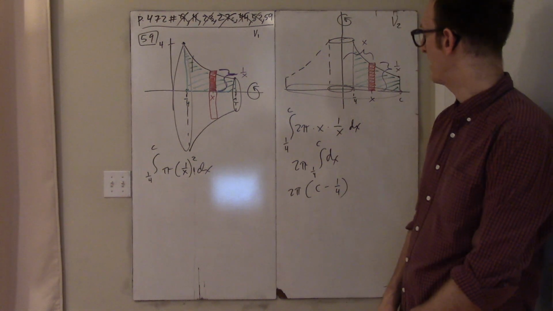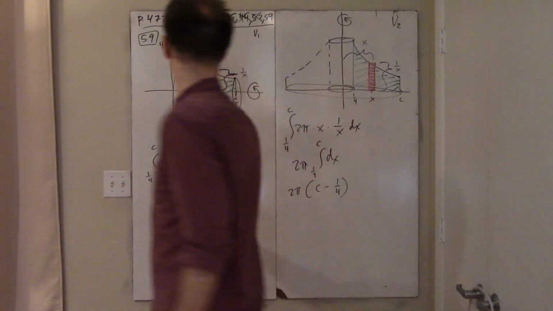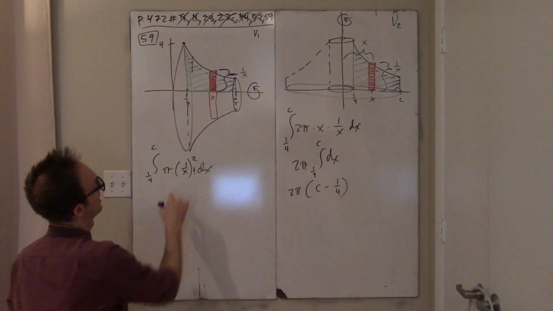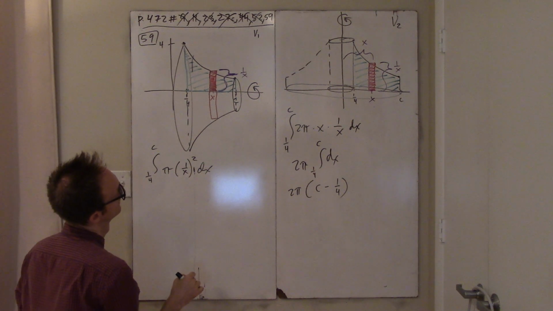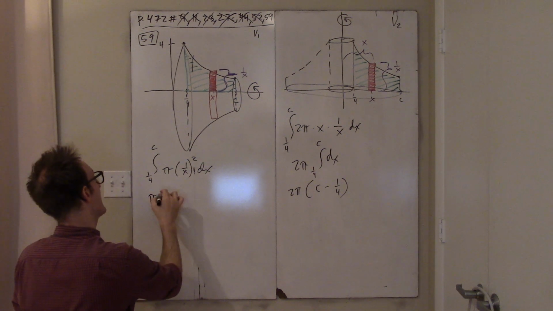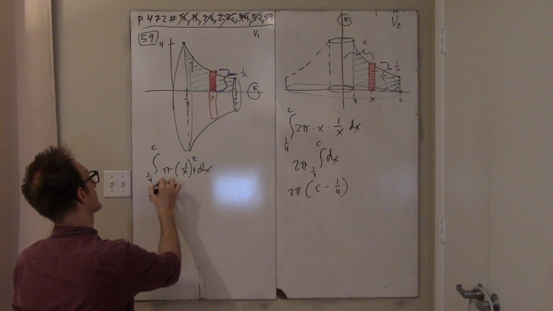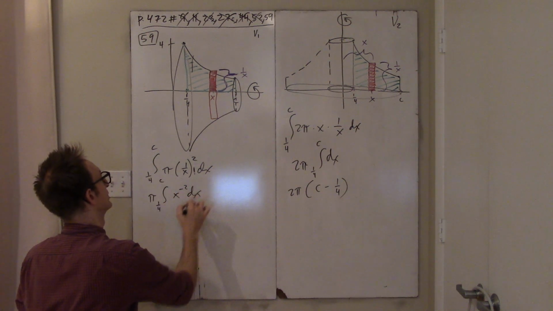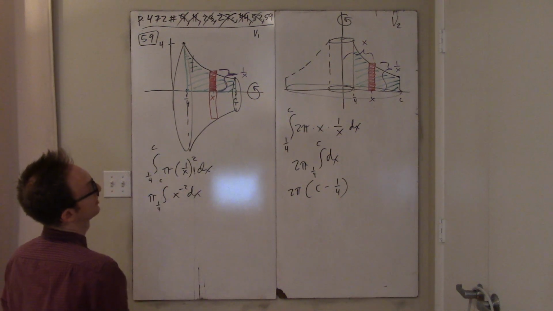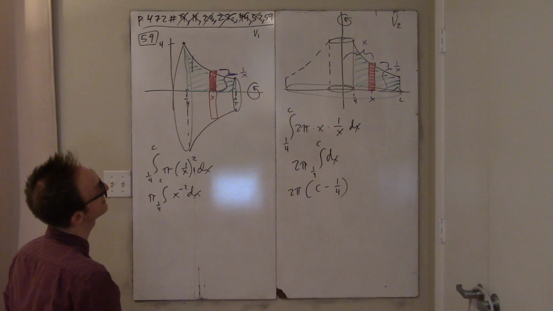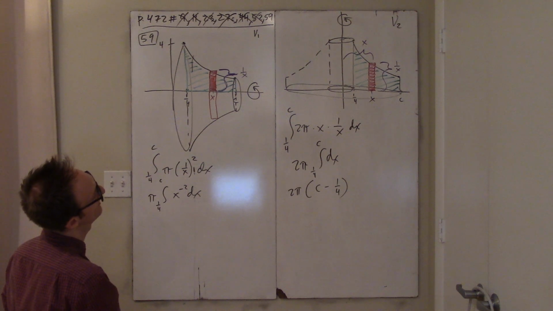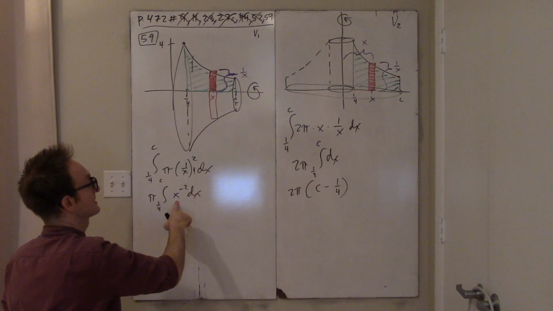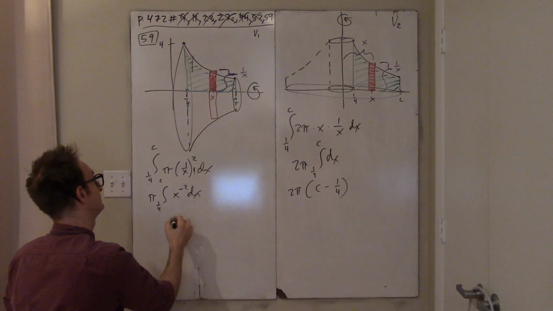Okay, how about over here, what happens? Well, I don't know. Yeah, so now I have pi times the integral from 1/4 to c of, well, that's just x to the -2. So, I mean, this is also pretty easy. I'm just going to do it. I feel like I'm making some error, but maybe not. Yeah. So the antiderivative of x to the -2 is -x to the -1.